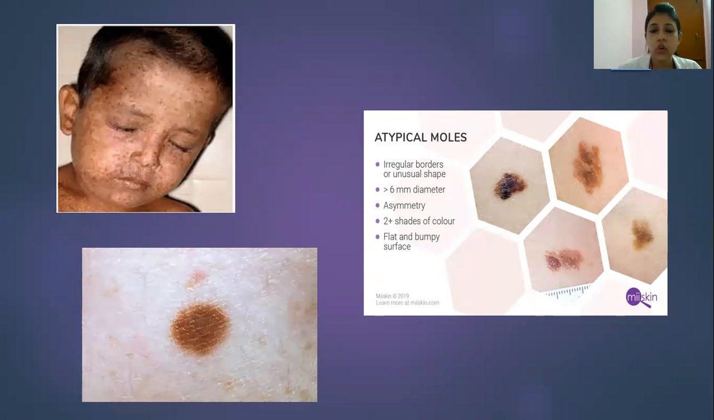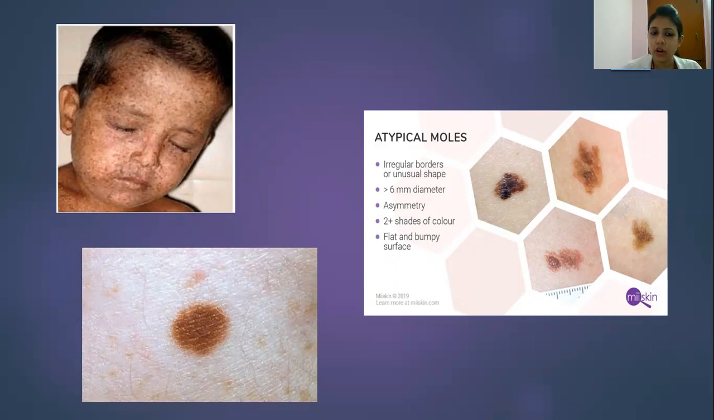Then two or more shades of color. In a single nevus, a single mole itself, there are different types of colors. Like you can see in this photo, there's black, brown, there's red. So there are different shades of colors. Another feature in an atypical mole is a flat and bumpy surface. A normal typical mole usually doesn't have any bumpy surface, and it doesn't have any different color.